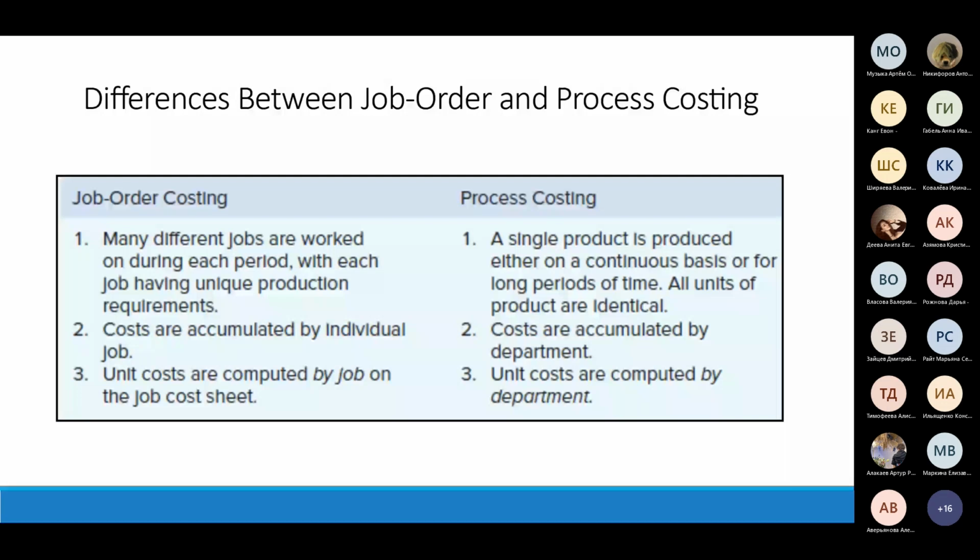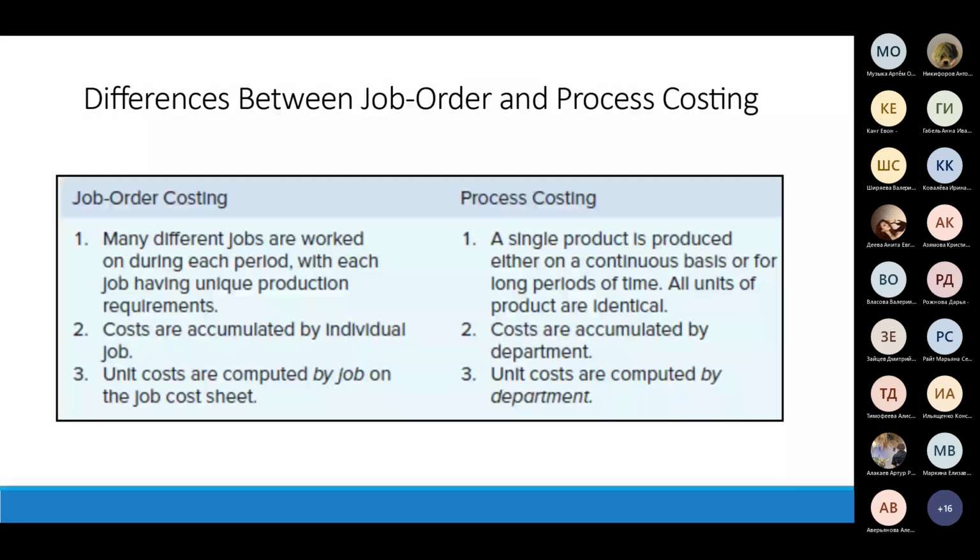In job order costing, we assume that unit costs are computed by job on the job cost sheet. So to define the cost of each individual unit included in the specified job, we have to calculate the cost of the total job first, and then split it between the several units included in the job. In process costing, unit costs are computed by department and are not associated with a specified job or batch of production.